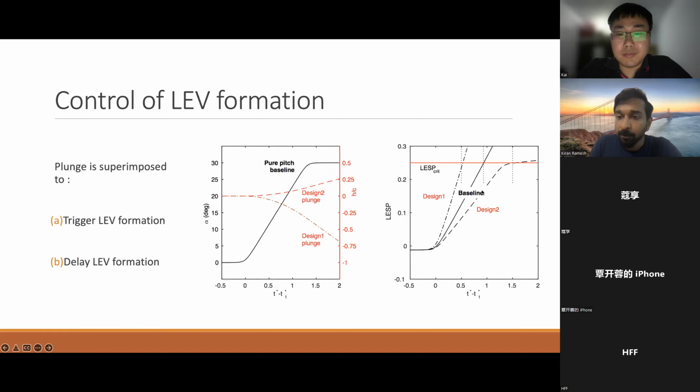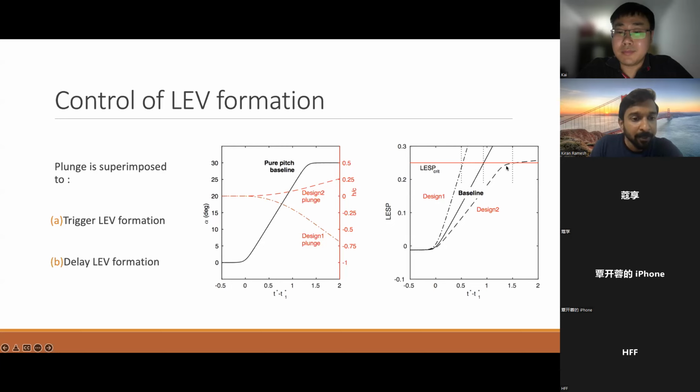Now, what we want to do is to add a plunge motion so that the leading edge vortex formation happens at time equals 0.5 instead of time equals 1. Or we want to impose, in a second case, a different plunge motion so that the leading edge vortex formation happens here at time equals 1.5 rather than 1 as in the baseline case. So using this LESP parameter in an inverse sense, we calculate these plunge kinematics that are shown in this figure.